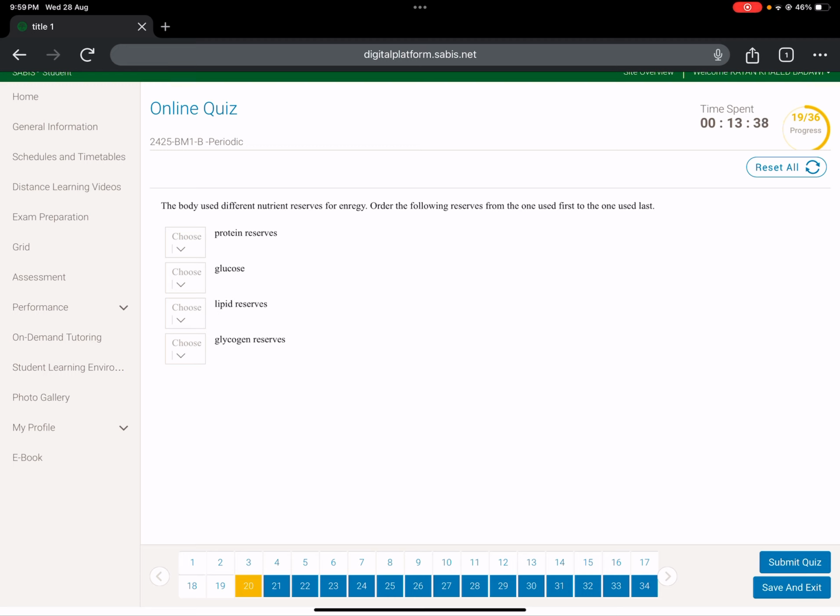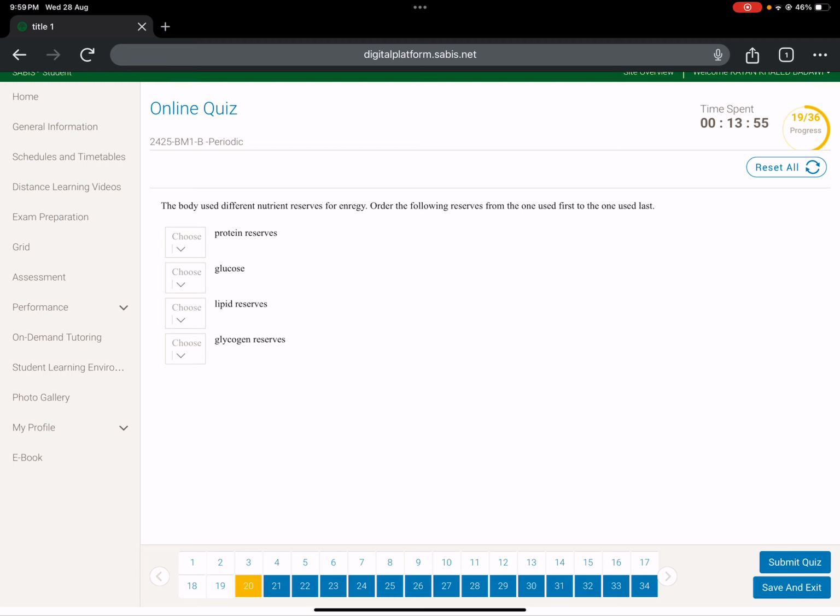Exactly, this is the question I was looking for. The body used different nutrient reserves for energy. Order the following reserves. Pay attention, from the one used first to the one used last. So the first source we used, the last source we used. Also put it in the video, so make sure to watch it.